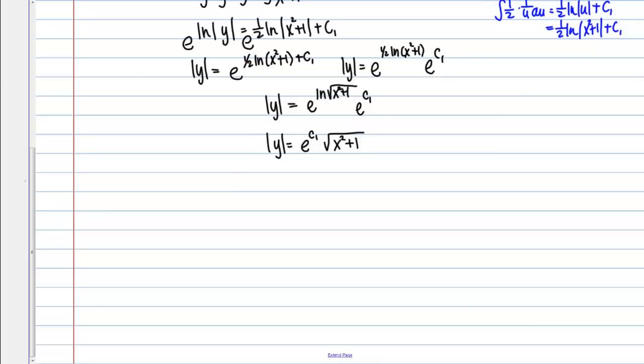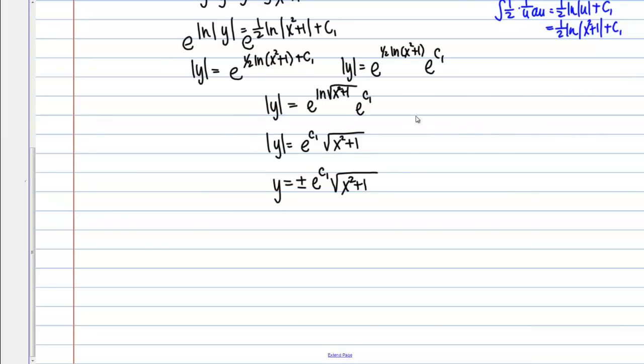Now I still haven't quite isolated y. I've got the absolute value of y. But if I wanted to write this as y equals something, remember that the absolute value takes something that is either positive or negative and makes it positive. So if I want to undo that absolute value, it's going to look like using a plus or minus here. I can write this as y equals plus or minus e to the c1 times the square root of x squared plus 1, because then the absolute value of y would just be this positive expression if we took the absolute value.